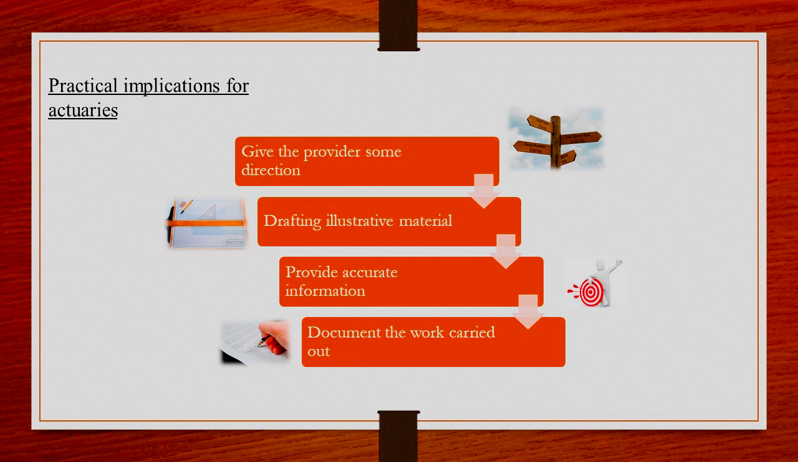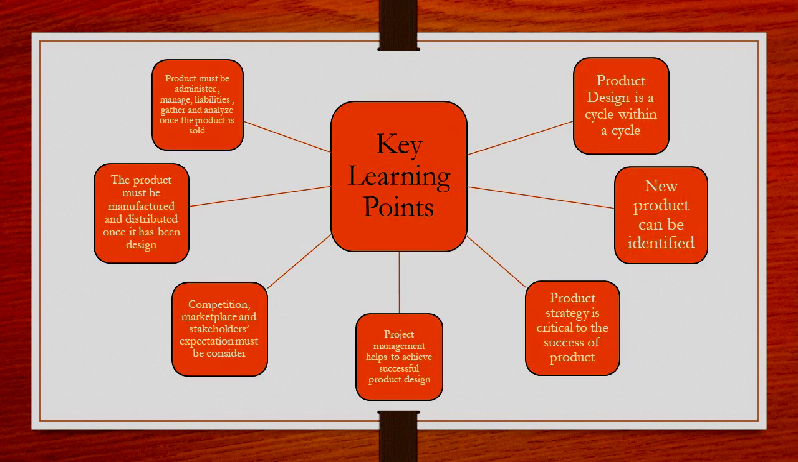By documenting the work, the key learning points of this topic are: first, product design is a cycle within a cycle. Second, new products can be identified. Third, product strategy is critical to the success of the product. Fourth, project management helps to achieve successful product design. Fifth, competition, marketplace and stakeholders' expectations must be considered. Next, the product must be manufactured and distributed once it has been designed. Lastly, the product must be administered, liabilities managed, and experience gathered and analyzed once the product is sold.